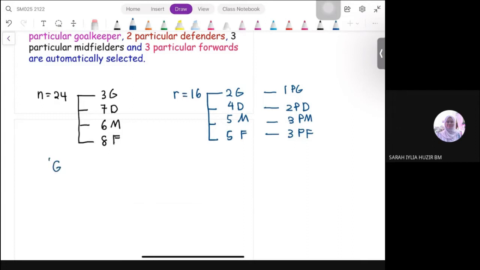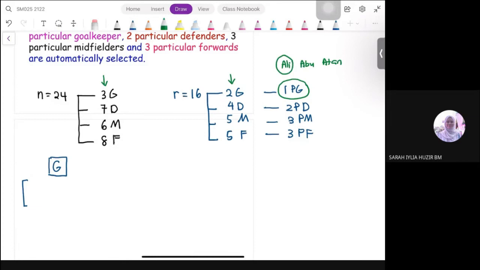Okay. Untuk group goalkeeper, okay, kita nak kena pilih 2 orang out of 3. By right, patutnya kita terus je lah buat calculation 3C2. Okay. Tapi, dia ada syarat one particular goalkeeper we must choose. Let's say lah, okay, out of 3 goalkeepers ni, contoh saya bagi situasi, kita ada Ali, Abu, Atan. Okay. Dia kata Ali ni kita dah confirm dah.